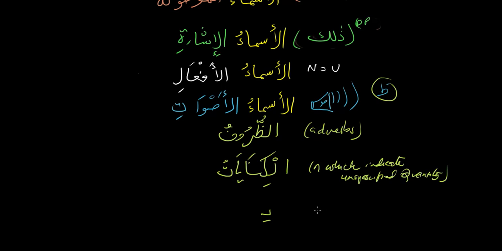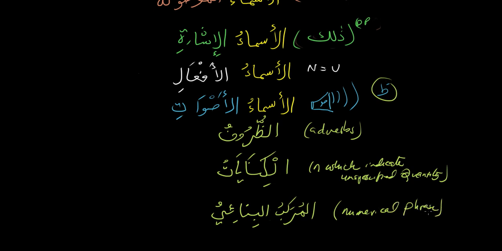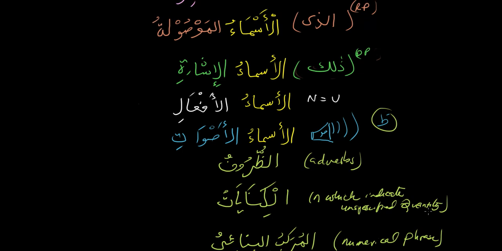The next one is المركب البنائي, which we have seen before. These are numerical phrases like أحد عشر. So this is it. This is the list that we're supposed to memorize. So let's talk about this list.